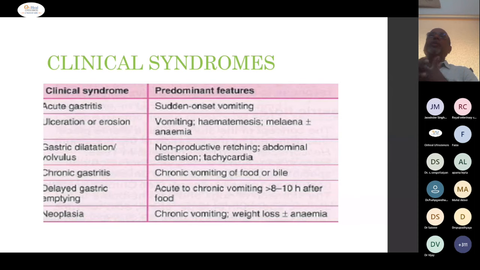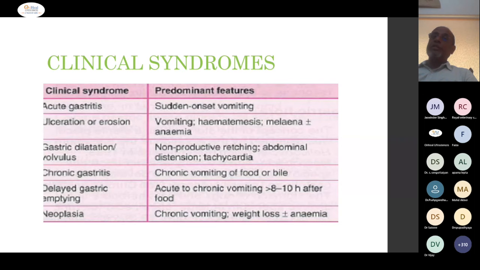What are the clinical syndromes associated with the disease of the stomach? You get acute gastritis, which is sudden onset vomiting. If you ask the client when the pet was last normal, they will say yesterday afternoon it had normal food and was active, and at night it vomited. This is a classical diagnosis of acute gastritis. With ulceration and erosion, there will be vomiting, hematemesis, melena, and anemia. Gastric dilatation volvulus, the most important thing you should remember, has non-productive retching and abdominal distension, tachycardia going into VPCs.